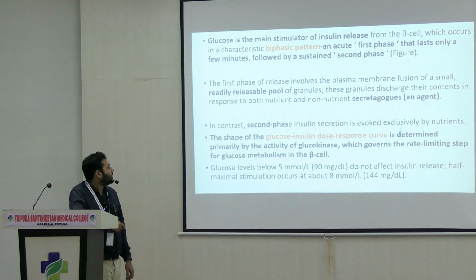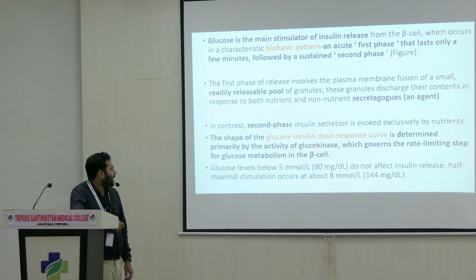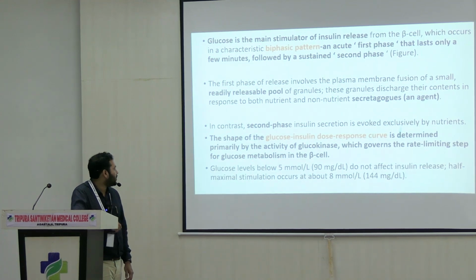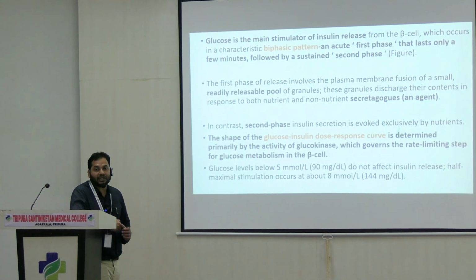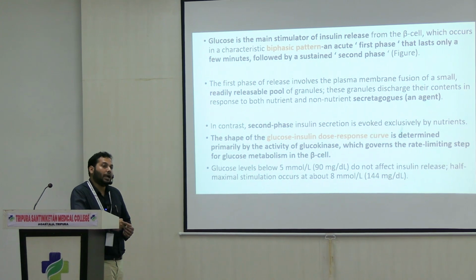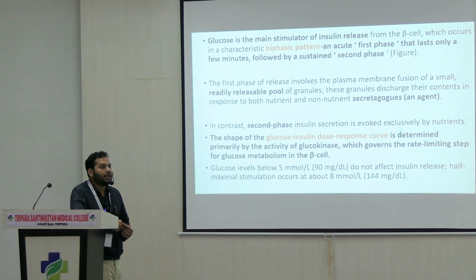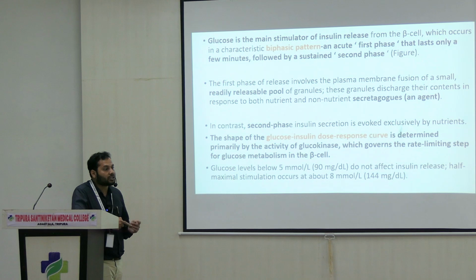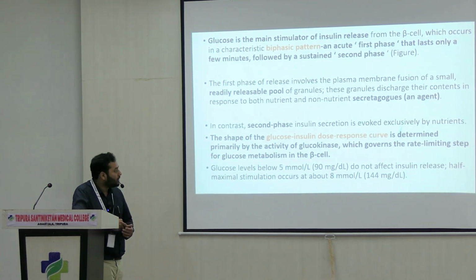So here, these rate limiting steps are actually important, because they decide the amount of ATP formation in the beta cells. If the amount of ATP formation is less, obviously the potassium channel function will be different, or the patterns will be different, right? That ultimately will affect the secretion of insulin.